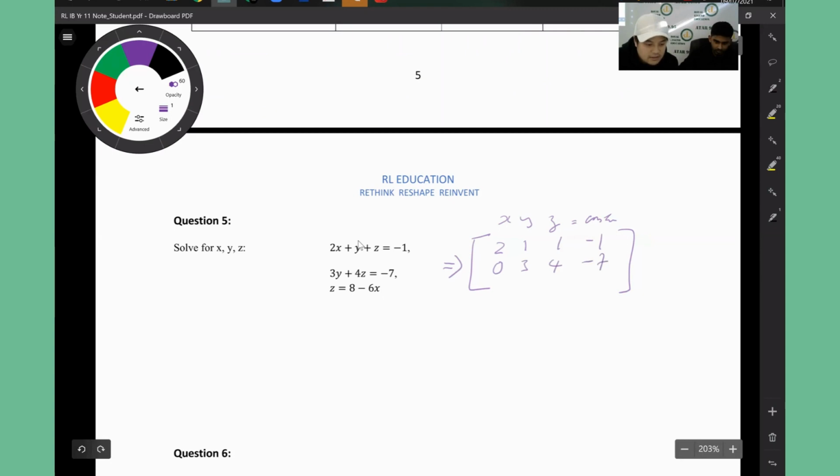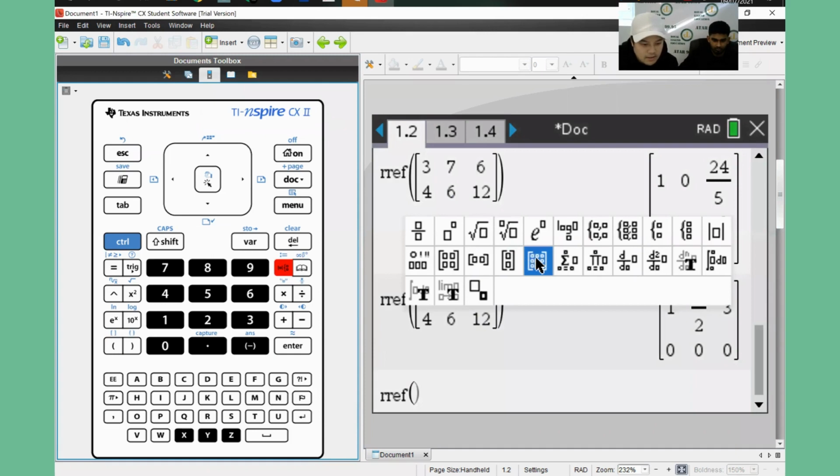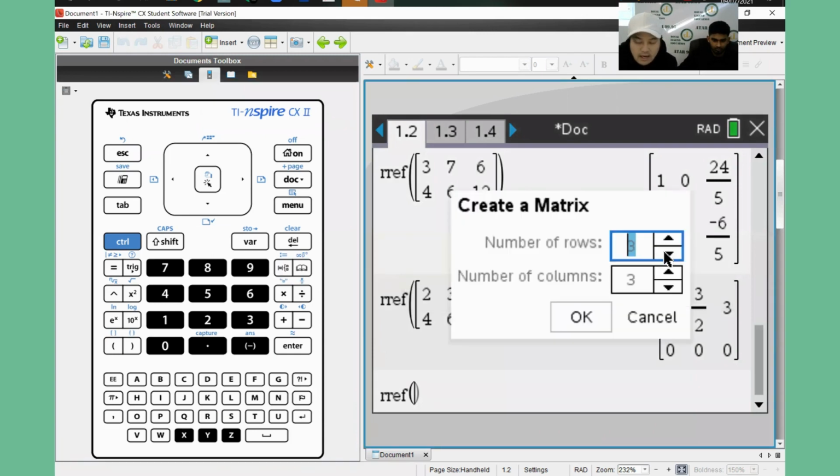And this one, can you see it, rearrange the equation? 6x plus z equals 8. So 6, 0, 1, 8. Yeah? So let's have a look. Double REF, find it or type it. This time, the matrix will be how many? 3 by 4.